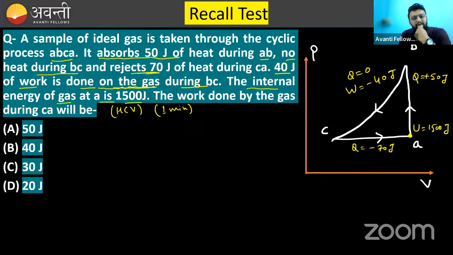Can you identify the process CA? Yes, we can identify because in the process CA, the pressure is constant. This is a PV graph, and at every point of CA, you can see pressure is constant. And if pressure is constant, this is going to be an isobaric process. Can you see that?